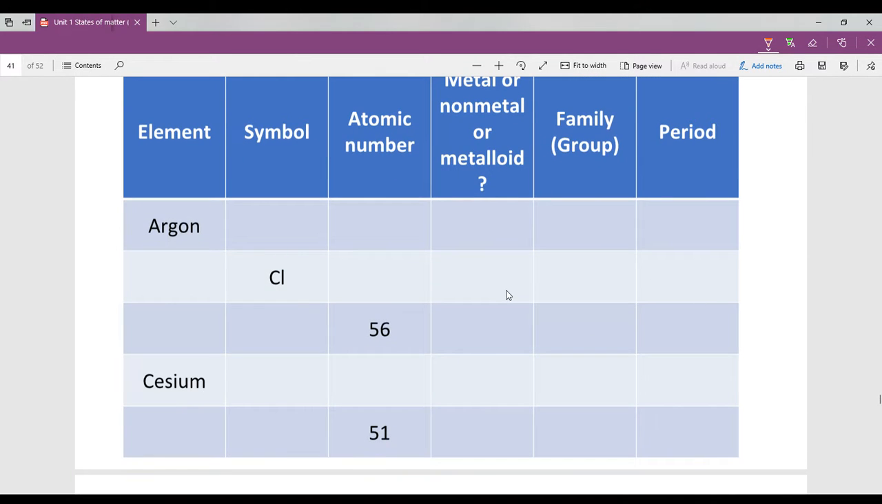So now let's take a look at this table. If you have the element argon, we know the symbol of argon is Ar. The atomic number is 18. And then it is a non-metal. I'm going to use Nm for non-metal. And then the group is the noble gas.